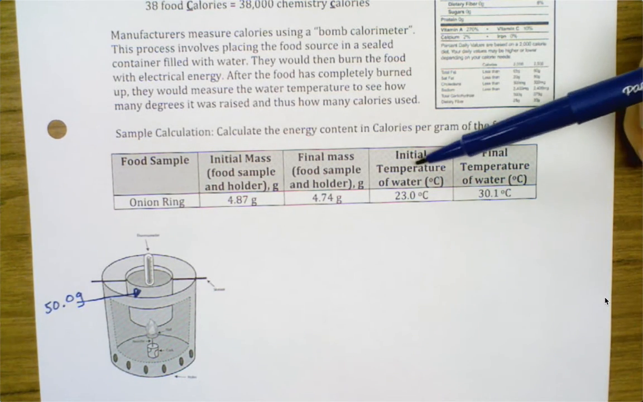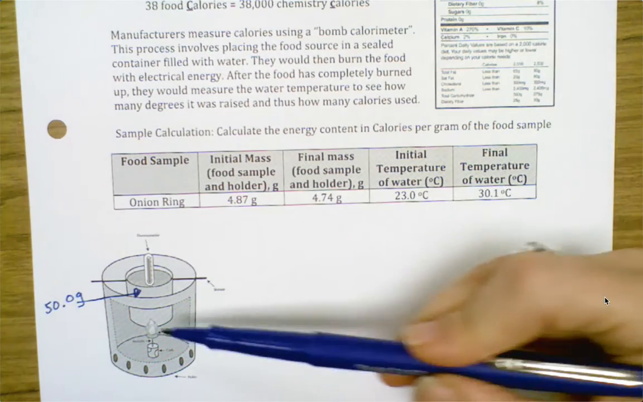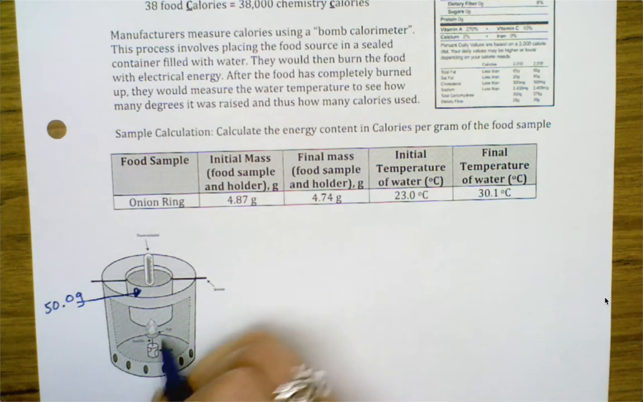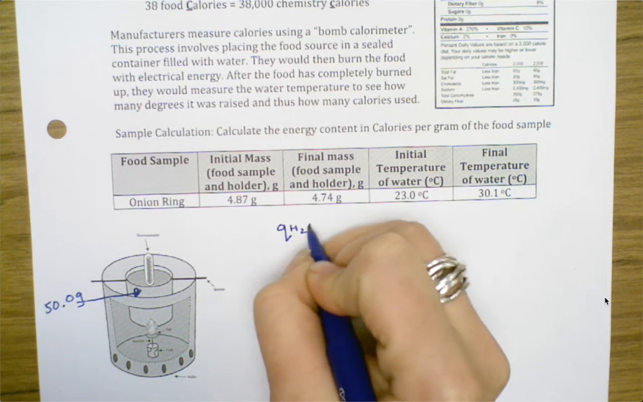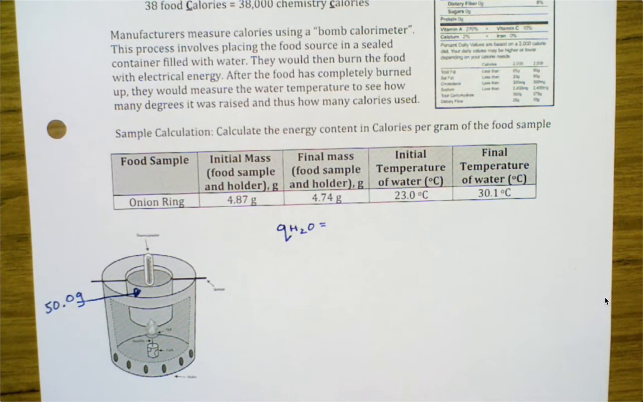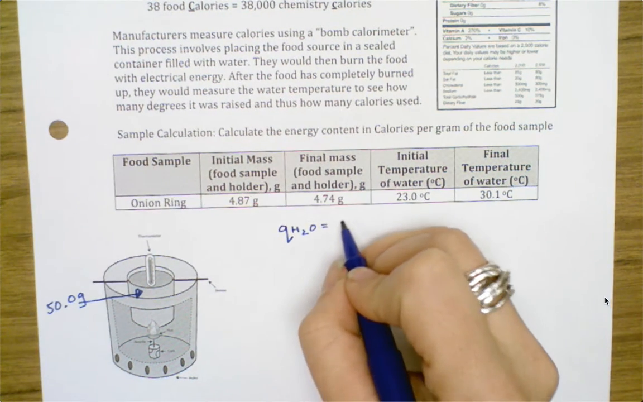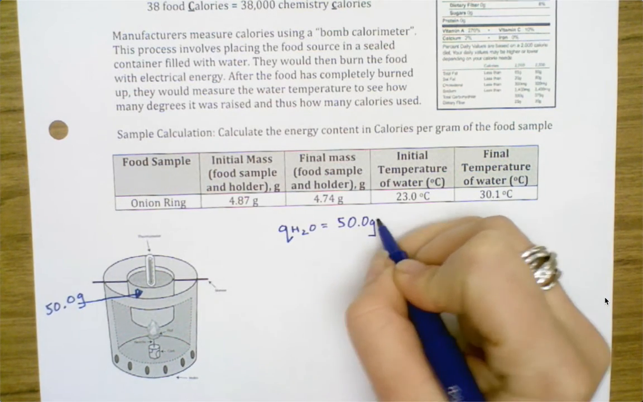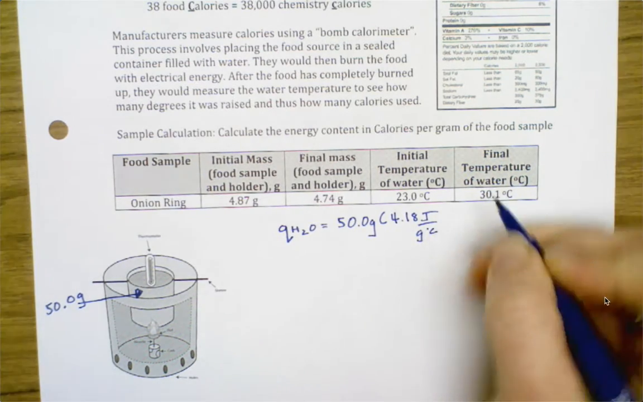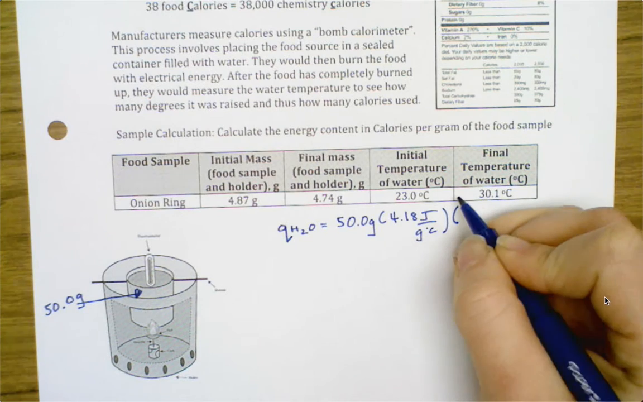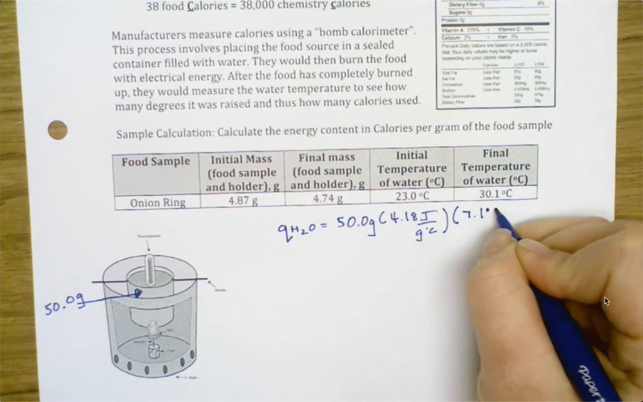We notice that we've got a change in temperature of the water. And so what I'm going to do is figure out how much energy was absorbed by the water in the burning of this food item. So to figure out Q of the water, you take mass times specific heat capacity times the change in temperature. Now in doing that, we have got our 50 grams. Multiply that by 4.18 joules per gram degrees Celsius. And we do final temperature minus initial temperature. So in this case, that is 7.1 degrees Celsius.